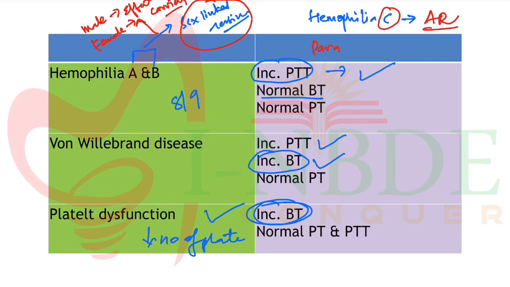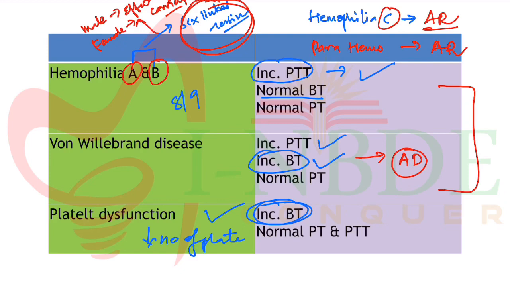And even in parahemophilia, which we have discussed, the mode of inheritance is autosomal recessive. Okay, parahemophilia is autosomal recessive, and hemophilia C is autosomal recessive. Hemophilia A and B are sex-linked, X-linked recessive. Whereas coming to von Willebrand, von Willebrand is autosomal dominant. So all of these, the mode of inheritance is hereditary.